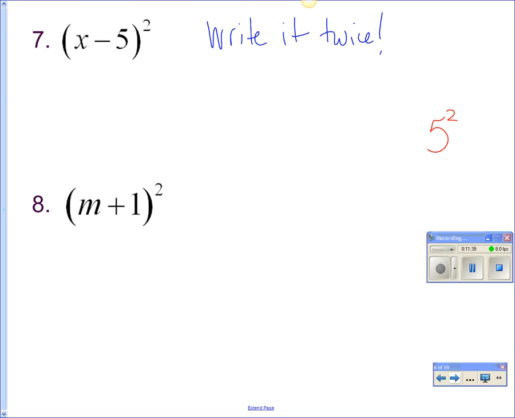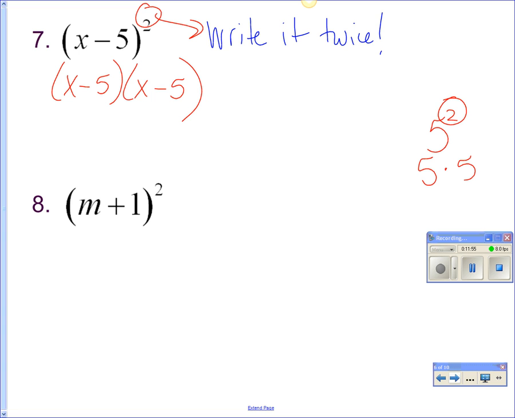Okay, so real quick, I just want to let you see the thinking behind this. 5 squared, what does that mean in math? 5 times 5. It means to write it twice. And that's what happens right here. This means to write it twice. So it's going to be x minus 5 times x minus 5. You have to do that step. It will take 2 seconds of your life. Okay, so now we're going to do it the exact same way.